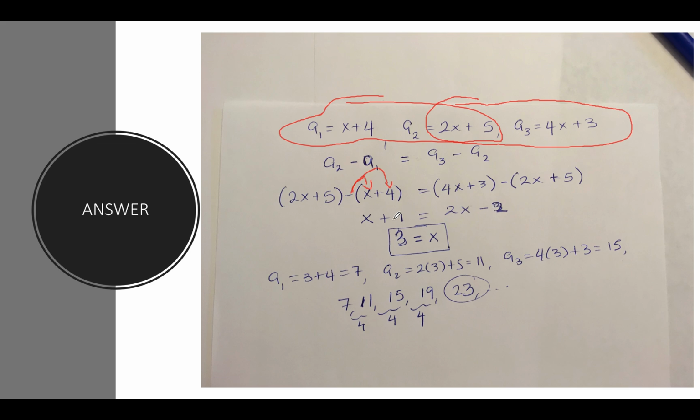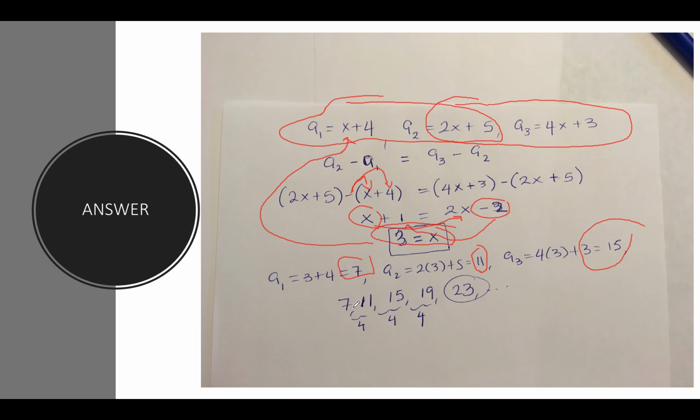Now, what I have to do here is simple. I move the x to this side, subtracting x on both sides. Then I move the negative 2 by adding it to the other side, so I'm left with x equals 3. When x equals 3, just plug it back in. So 3 plus 4, 7. 3 times 2 is 6, 6 plus 5, 11. 3 times 4 is 12, 12 plus 3, 15.